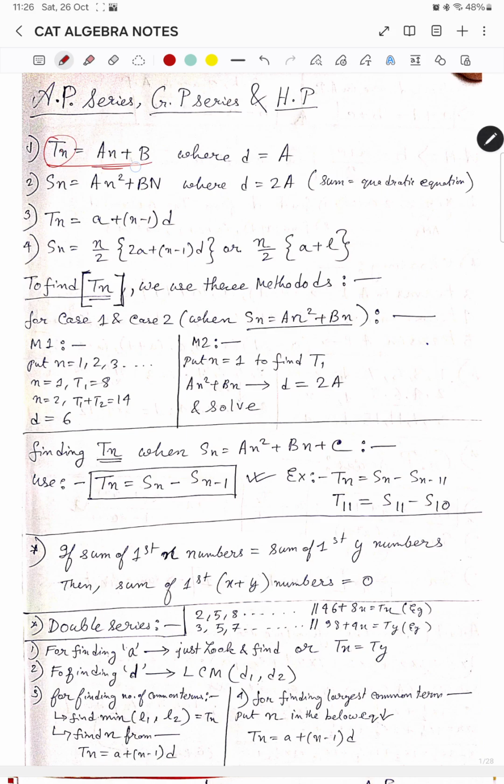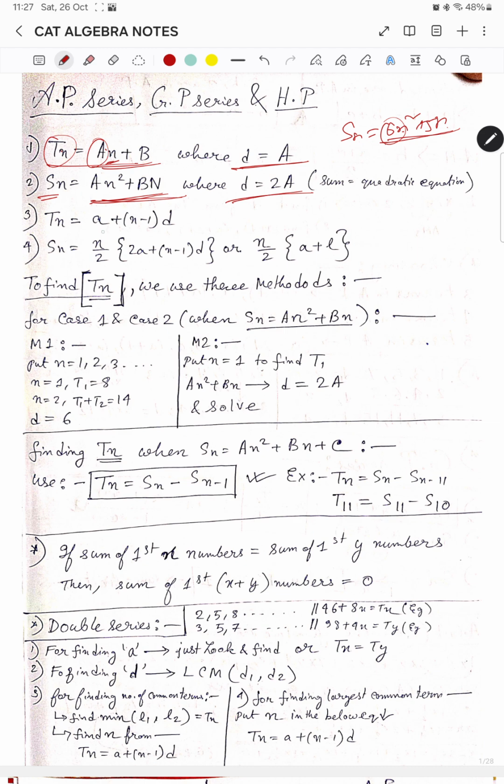Tn when it is given in an plus b form, the coefficient of n is the common difference, which is d, and b equals a. And if Sn is in the form an square plus bn, then it is an AP series. To find the common difference in this case, let's say Sn equals 6n square plus 5n. Then the common difference is the double coefficient of the n square term, which is 12, so d equals 2a.